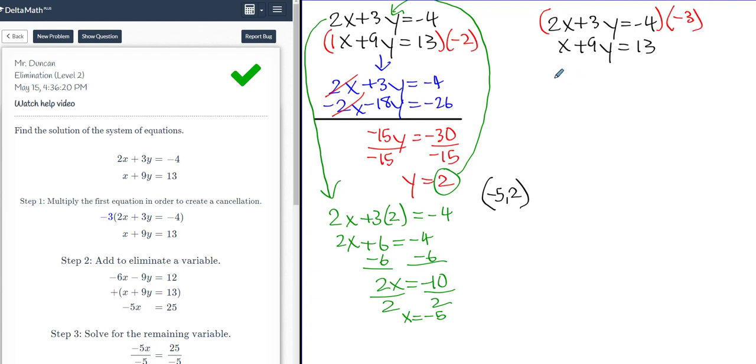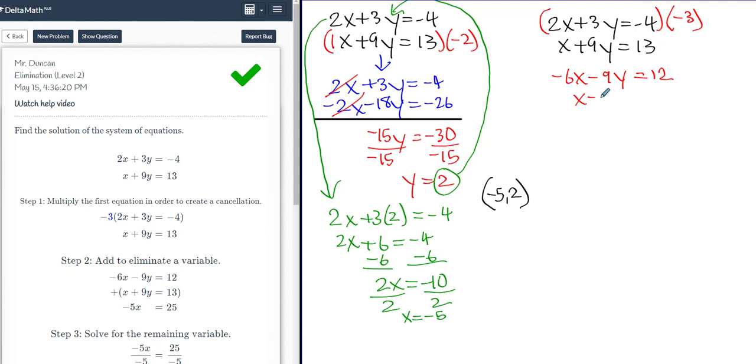Negative 3 times 2x is negative 6x. Negative 3 times 3y is negative 9y, and now you'll see why: negative 9y is the opposite of 9y. All right, negative 3 times negative 4 is 12. And then I'm just going to rewrite the bottom equation. It's already perfect as is.